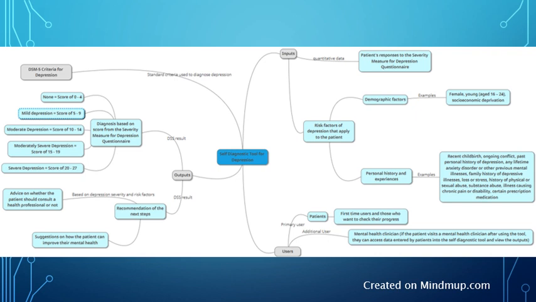As for the outputs, the tool will provide a diagnosis based on the score from the Severity Measure for Depression questionnaire, and the result may be no depression, mild depression, moderately severe depression, or severe depression.